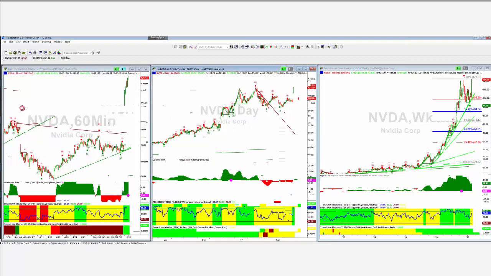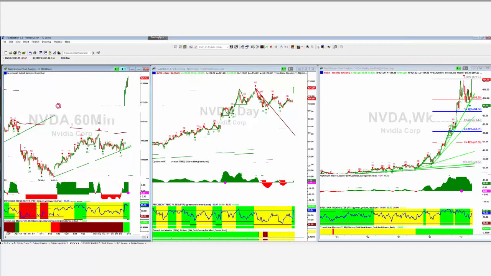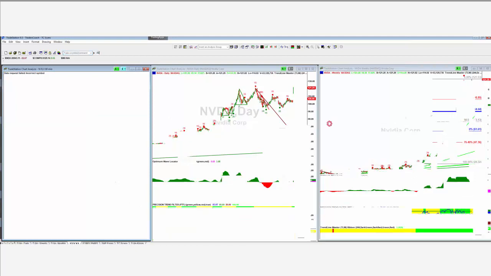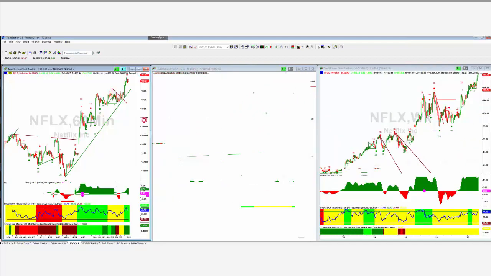I'll just do one here. Let's go to Netflix, NFLX. Let's take a look at this. I'm on TradeStation right now, a phenomenal platform. You all know that already, you're using it. I've got it set up with a 60-minute on the left, a daily in the center, and a weekly chart on the right-hand side. I use multiple time frame analysis when I take a look at different stocks.